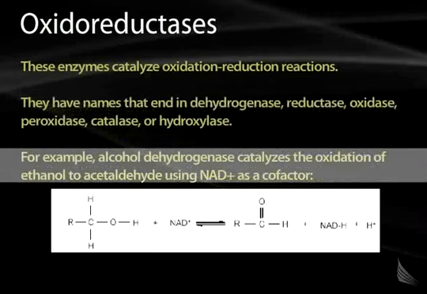For example, alcohol dehydrogenase is an oxidoreductase. It catalyzes the oxidation of ethanol to acetaldehyde using NAD+ as a cofactor. And as ethanol is oxidized, it loses its electrons and donates them to NAD+. NAD+ is reduced to form NADH. So this is an example of a redox reaction catalyzed by an oxidoreductase.